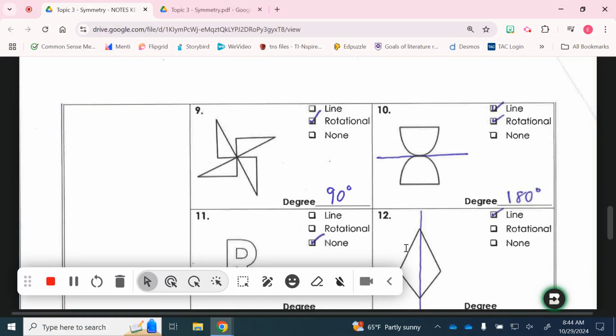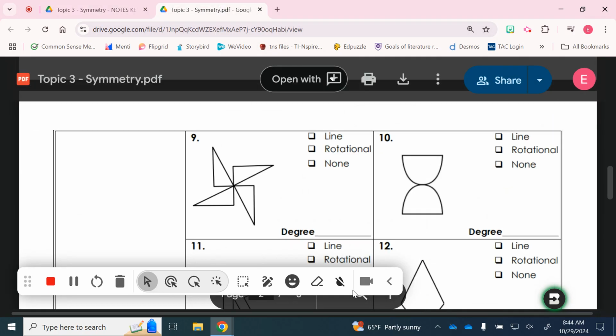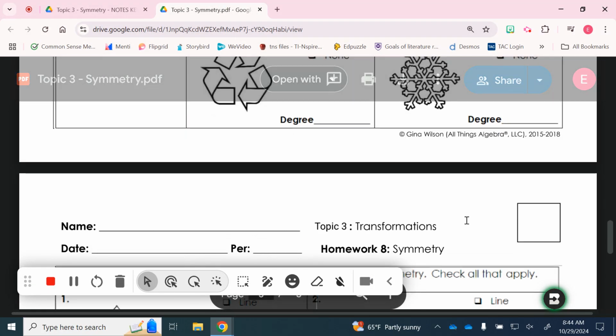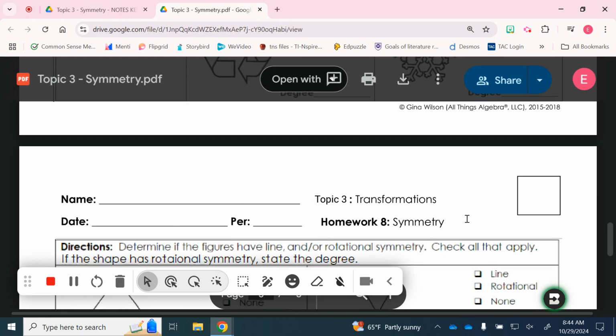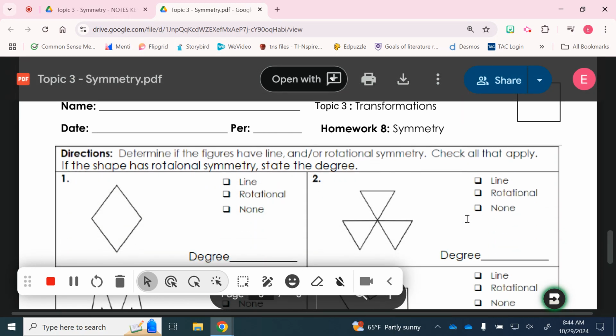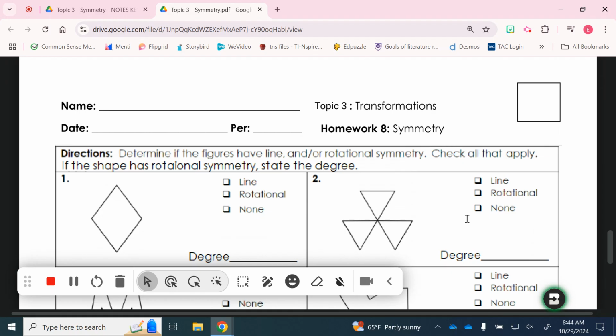Anything else? All right, homework. This is your homework, 1 through 12. And you're going to post it immediately so you don't have to worry about it. Sound good?